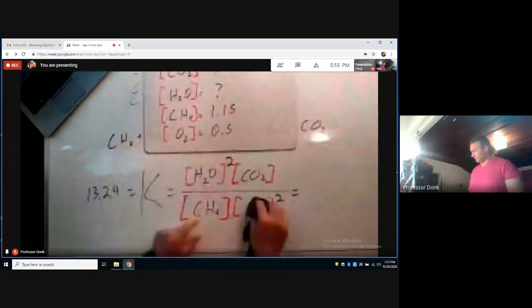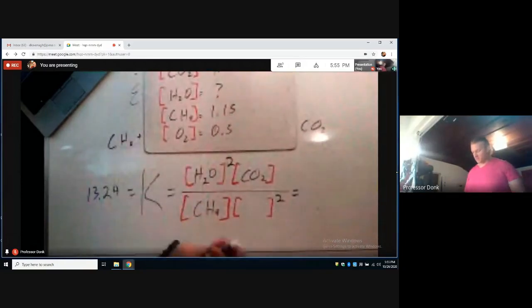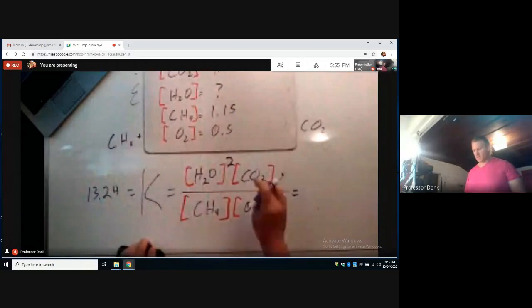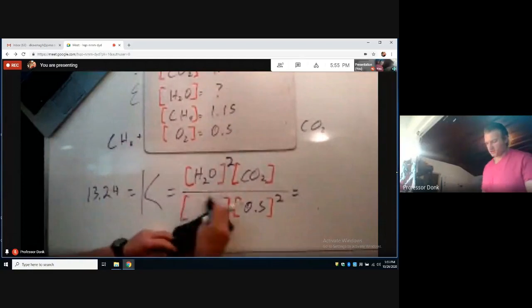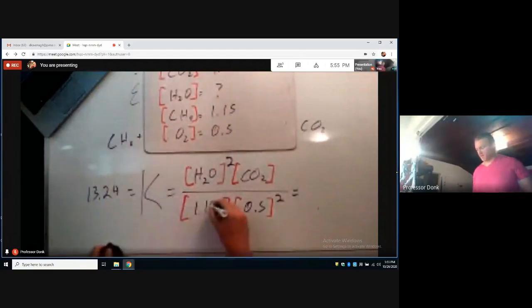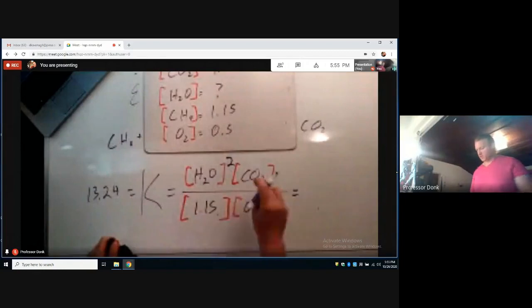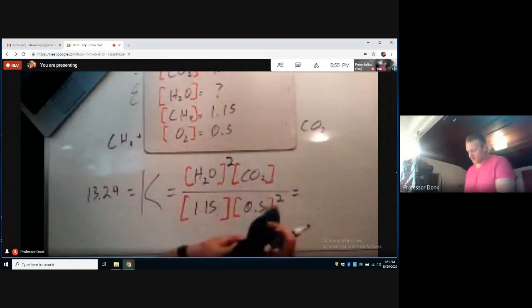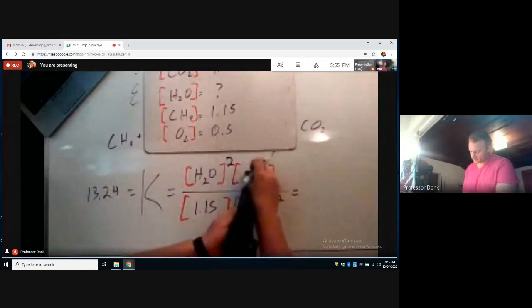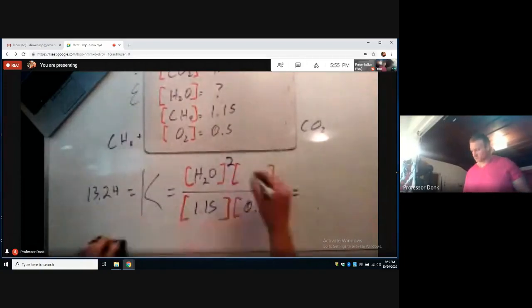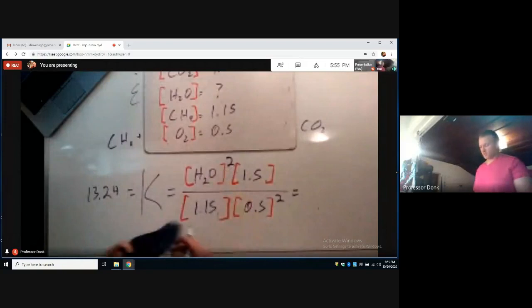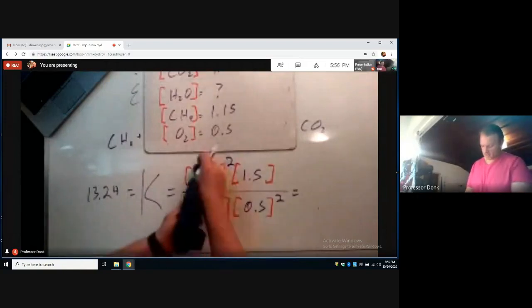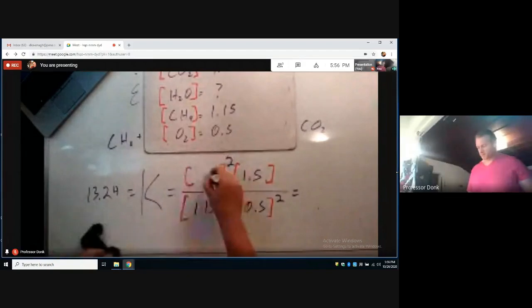O2 at equilibrium has a value of 0.5. CH4 has a value of 1.15 at equilibrium. CO2 has a value of 1.5 at equilibrium, and H2O is our X or unknown. And for right now, I'm just going to put that in there as an X because I think that makes it easier to digest from a math perspective.